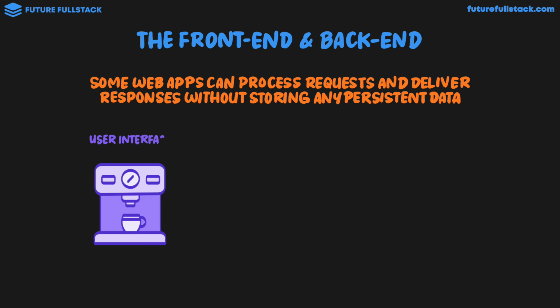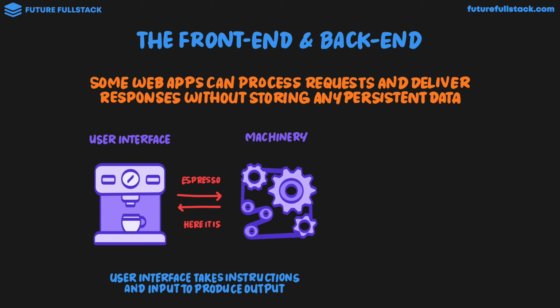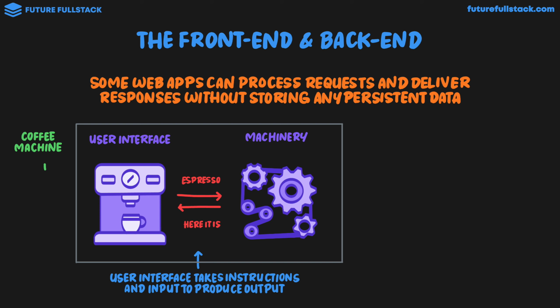There is the user interface where we select the type of coffee we want and provide input like the capsule and water. Our request for an espresso is passed to machinery inside the machine, which returns our freshly brewed coffee. Here, the user interface takes instructions and input to produce output. This configuration gives us a coffee machine.